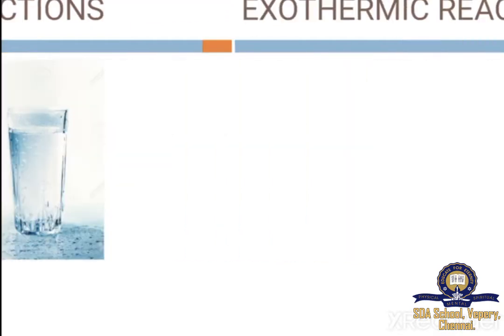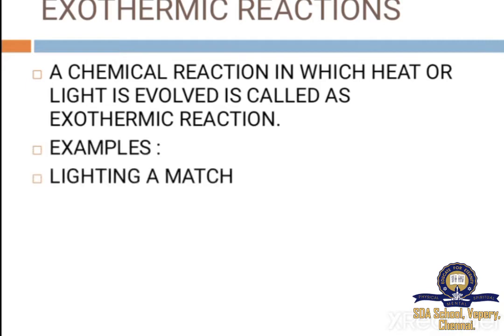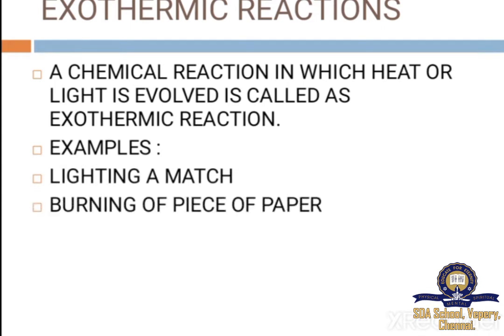Let's see the definition of exothermic reaction. A chemical reaction in which heat or light is evolved is called an exothermic reaction. Here, evolved means given out, exo means out, therm means heat. The examples for exothermic reactions are lighting a match, burning of a piece of paper or wood, etc. During winter, some people light wood and sit near it to warm up, right? Because heat and light are evolved from it. So, it is an exothermic reaction.